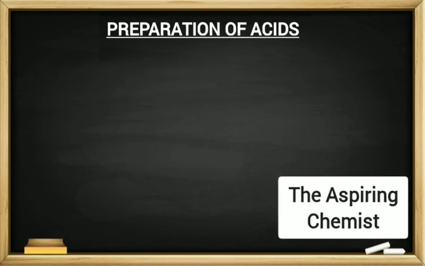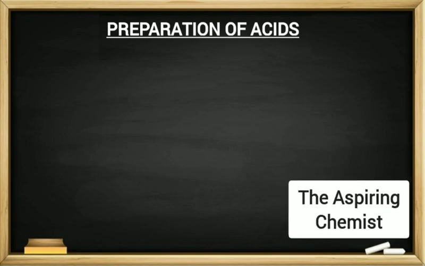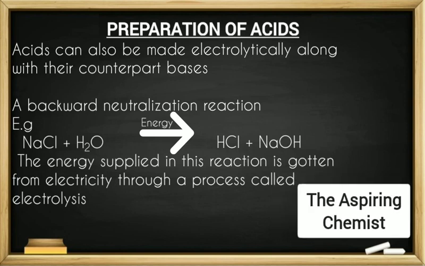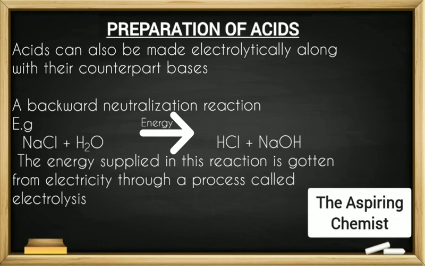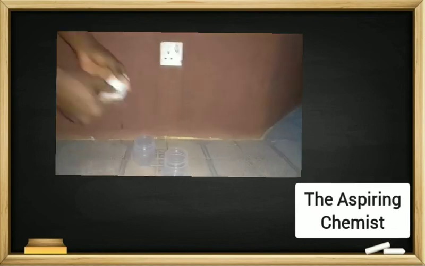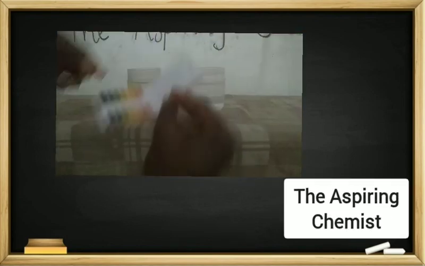Now the last method, which I know is very easy for us to do at home, is what I call the backward reaction of neutralization. That neutralization I talked about earlier, when we turn the reaction backwards, we see that sodium chloride plus water plus energy will give us an acid and a base. Now this step has already been highlighted thoroughly in one of my other videos, so feel free to watch it so you can try this experiment at home.